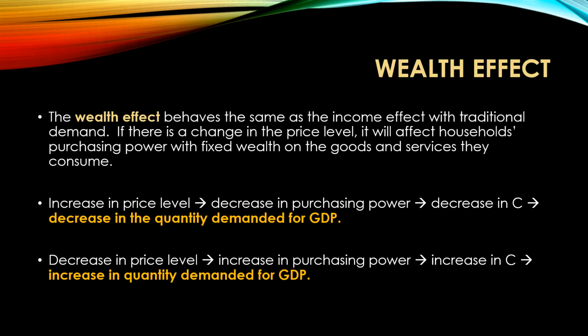Likewise, if you decrease the price level, that'll increase the purchasing power of the household, which will result in an increase in the quantity demanded of their consumption goods, which will result in an overall increase in the quantity demanded of GDP. Now remember, this is just a movement along a given aggregate demand curve, so we're just moving from, say, here up to here. We're not shifting the curve in any way, shape, or form at this moment in time. We are just moving along it.